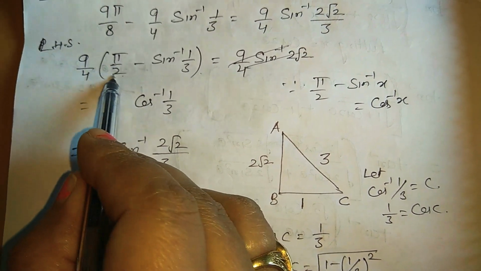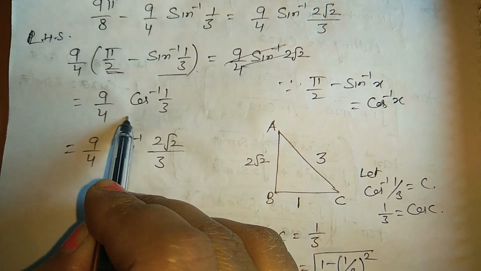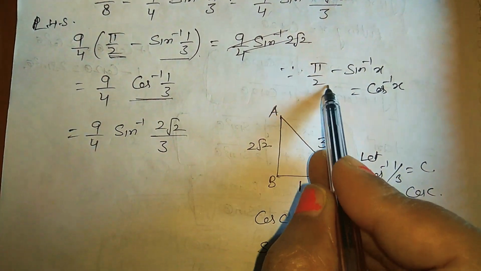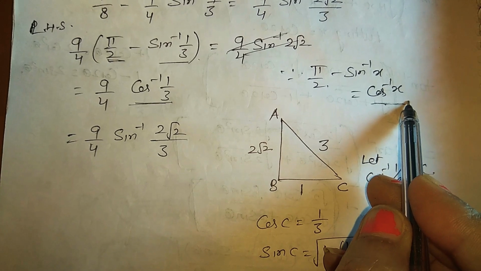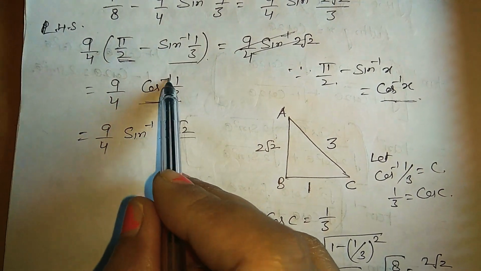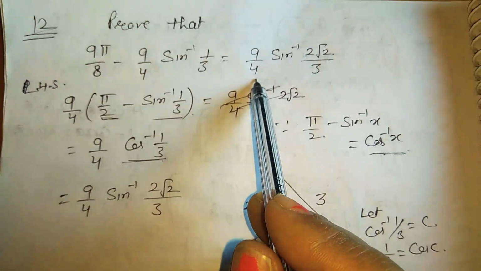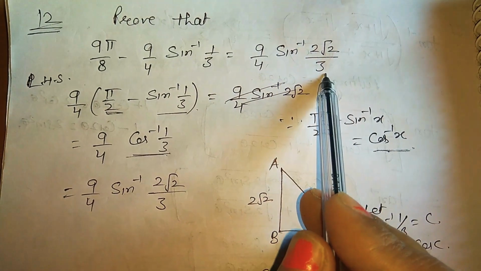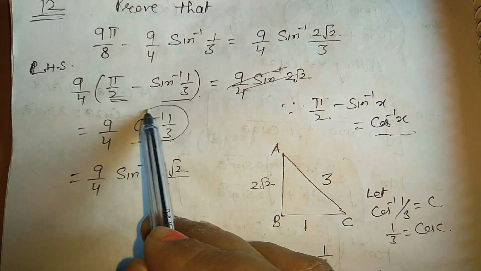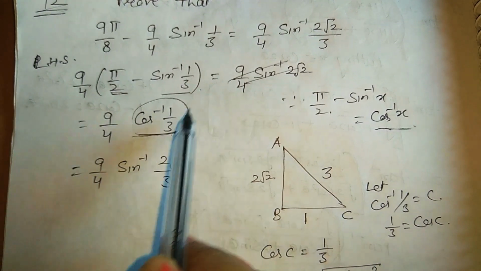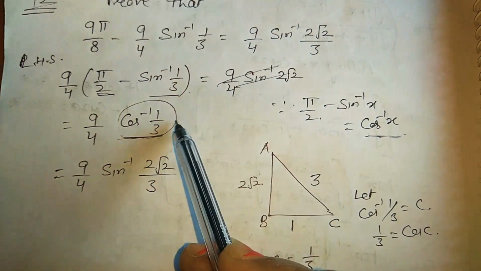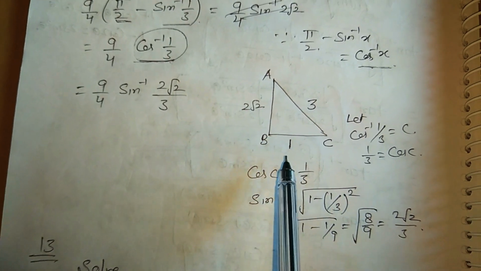And we know that pi by 2 minus sine inverse x is cos inverse x. So we can write 9 by 4 cos inverse 1 by 3. But we have to prove this is equal to 9 by 4 sine inverse 2 root 2 upon 3. So it means we have to change cos inverse into sine inverse. So same, we will use Pythagoras. How will we use Pythagoras?